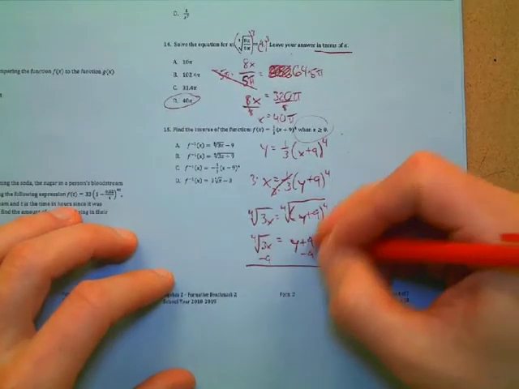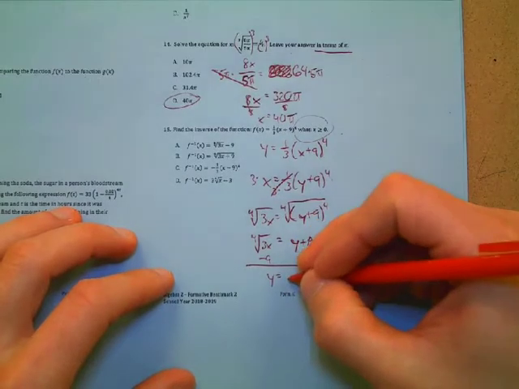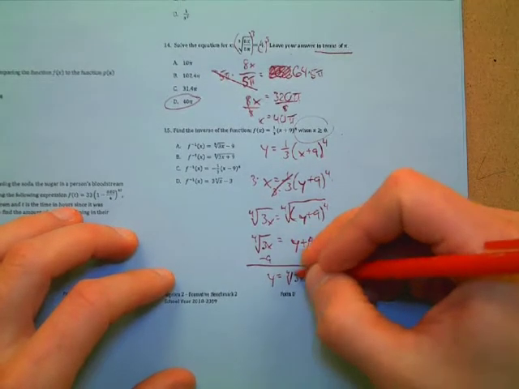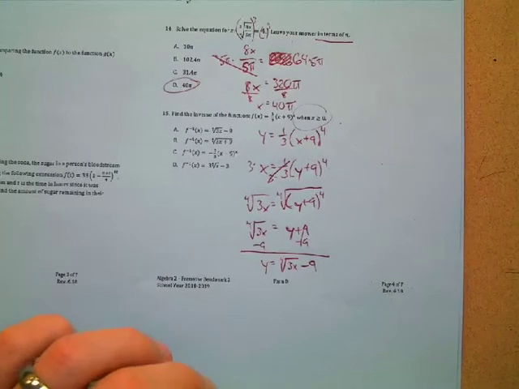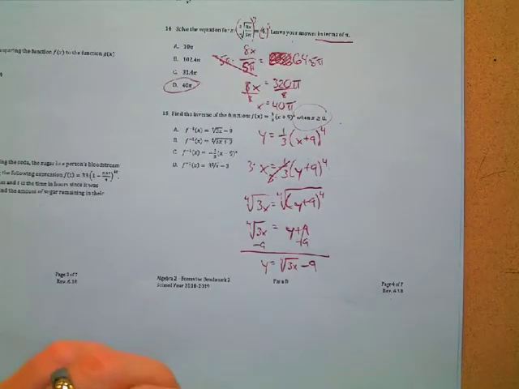Okay, so I'll have y equals the 4th root of 3x minus 9. Okay, and that matches to A, B, C, or D here. A. That's right.